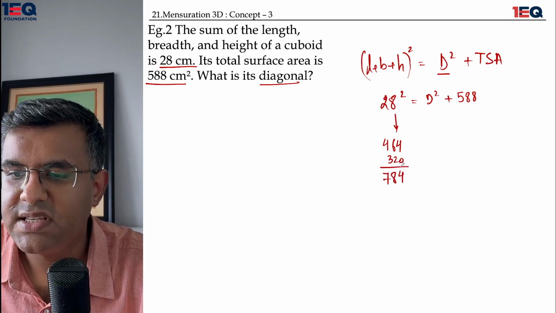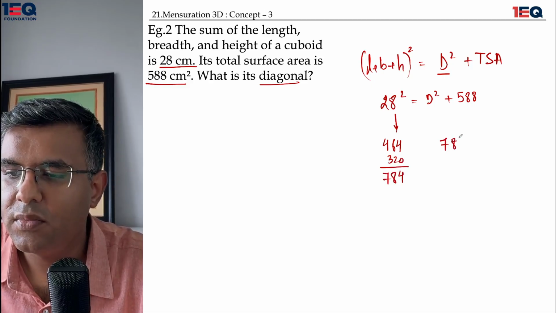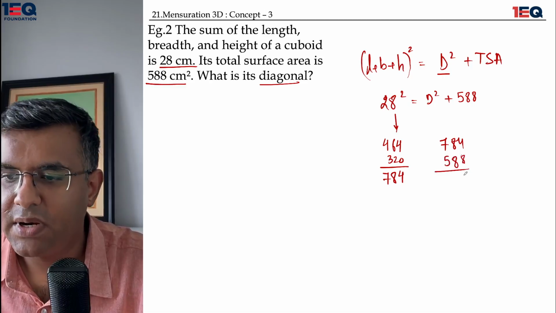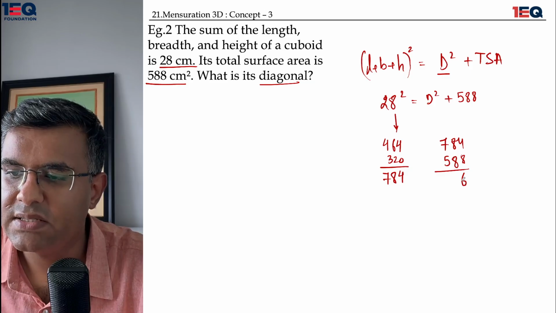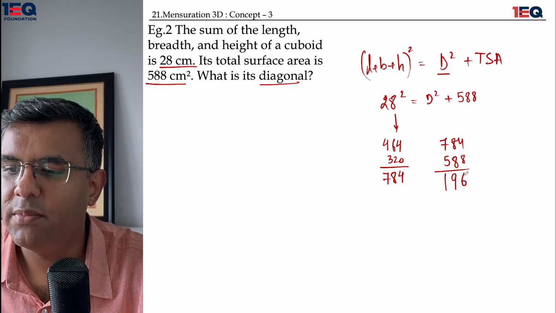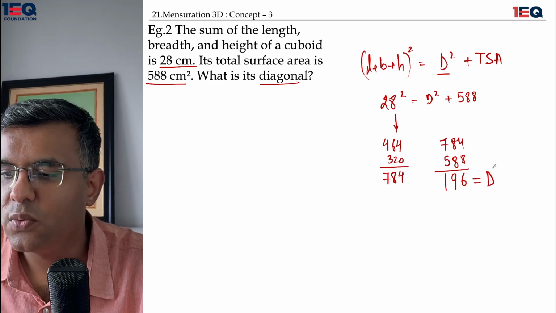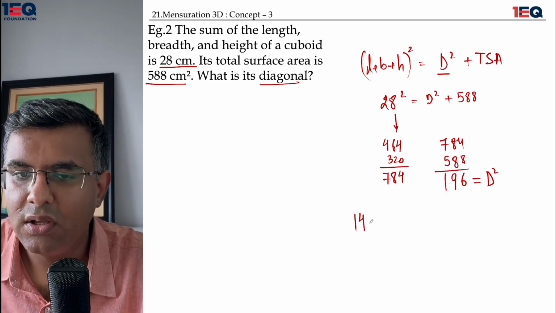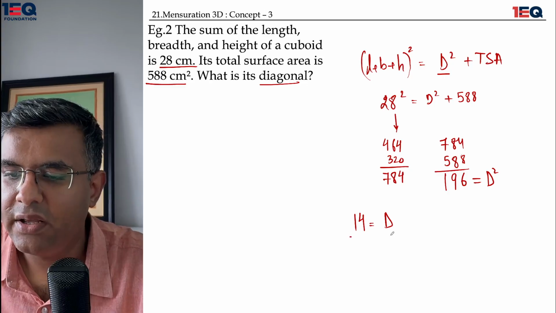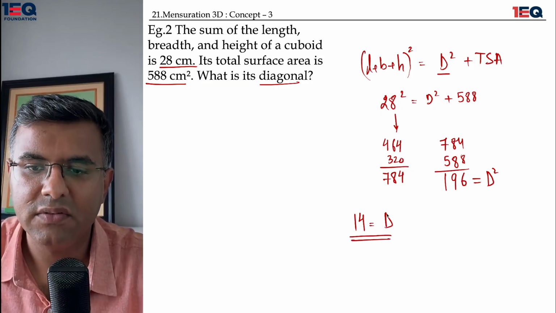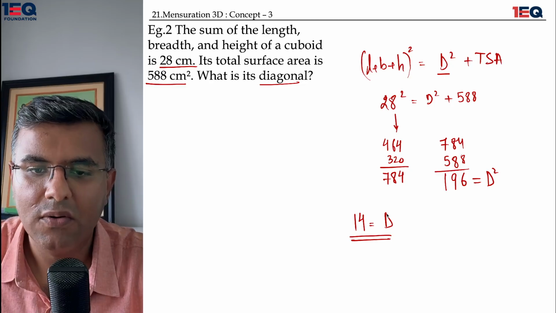This would become 784. So from 784, 588 needs to be subtracted. From here, I would get a 6 in the end. This would become a 9 and this would become a 1. So the value of d square or diagonal square is equal to 196. The root of 196 is 14. So the length of the diagonal in this situation is equal to 14.